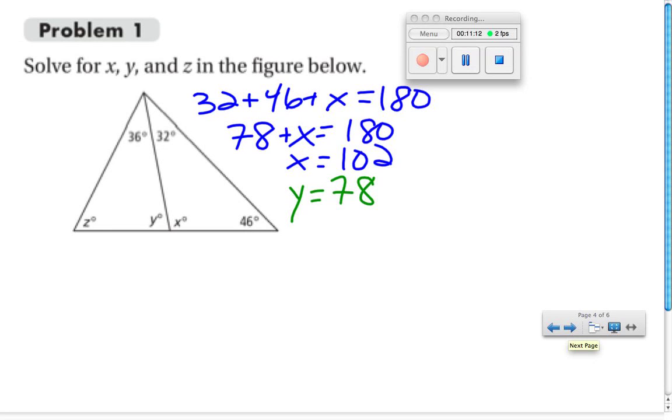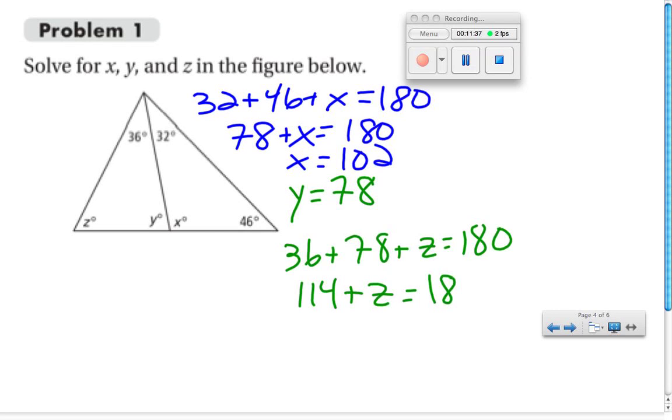And then, how might I find z? Don't just give me an answer, give me a process. Let me hear from someone different. Yes, Brianna. 36 plus 78 plus z equals 180. Beautiful, yes. 36 plus 78 plus z equals 180. Fantastic. So that's 114 plus z equals 180, and z is 66.